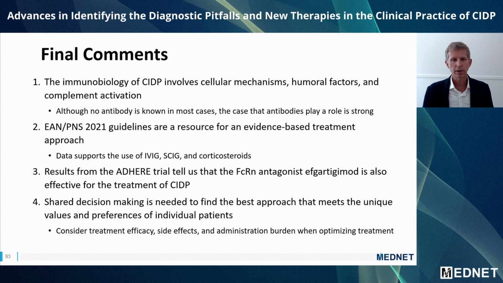So a few final comments about the immunobiology of CIDP. We know it's involving a number of different mechanisms, and although we don't have any specific pathogenic antibody in most cases, we think that antibodies play a role. We know that the guidelines are a good, important resource in order to direct first-line therapies and how to escalate therapies. We know our evidence-based therapies include immunoglobulin and corticosteroids. We now know, based on the ADHERE trial, that efgartigimod is an evidence-based therapy. Most patients improve, and it's clearly effective for prevention of relapse.